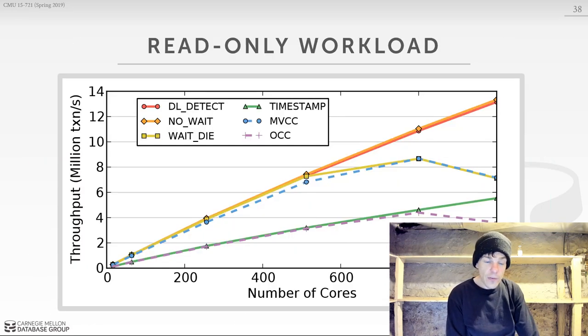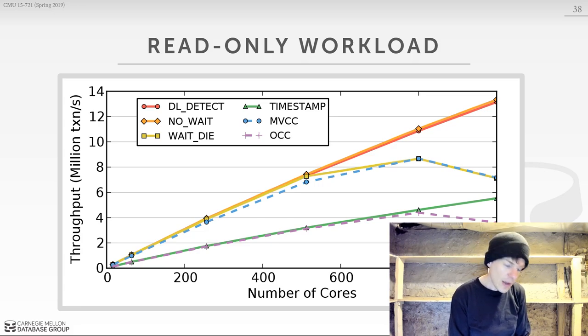All right, so the very first experiment we're going to do is look at a read-only workload. This is where you have almost zero contention at the logical lock level, because transactions are not making any modifications, they're just reading data. So anybody can read anything without any bottlenecks.